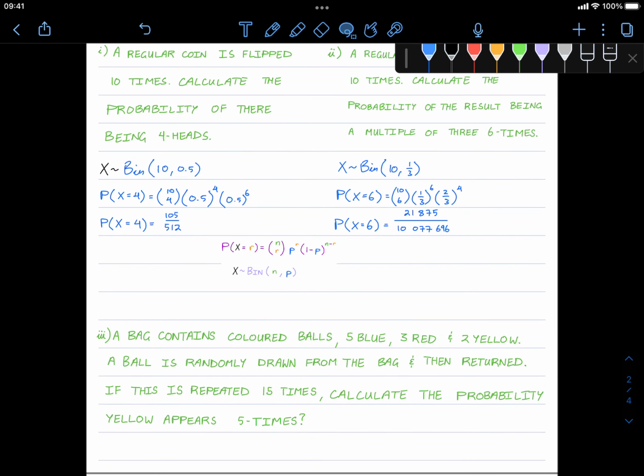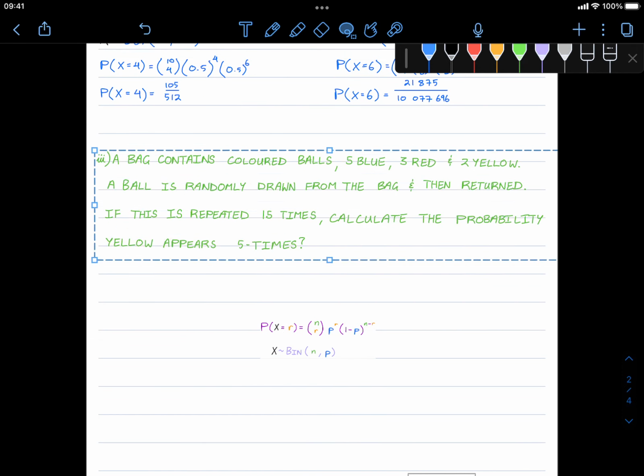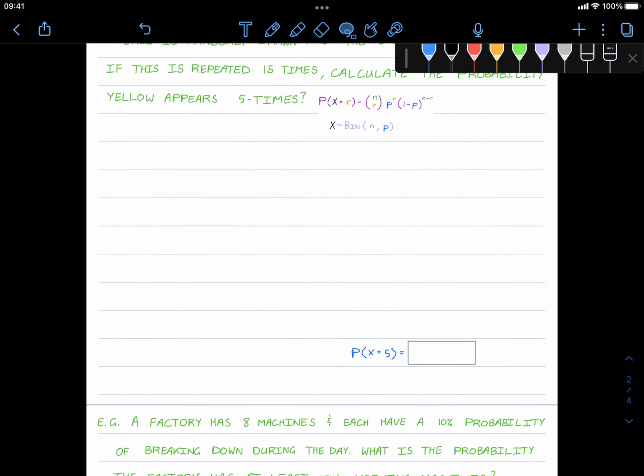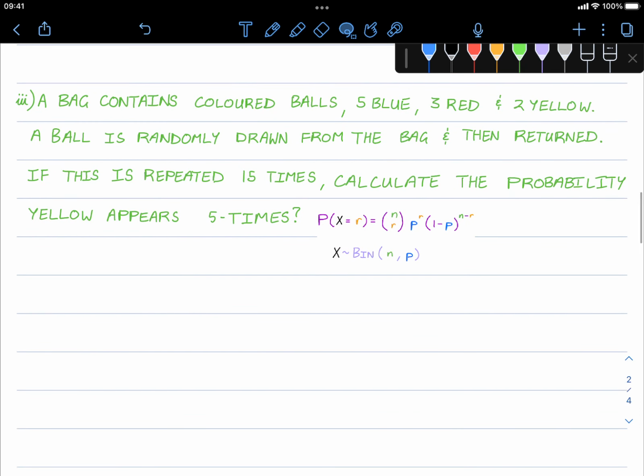Okay. Hope you're starting to see that it's not too difficult. In the next video, because this is starting to get pretty long, in our next example, this one, I'll demonstrate to you a unique way in which we can apply this formula. So here's our last example. We have a bag containing 5 blue, 3 red, and 2 yellow, and a ball is randomly drawn from the bag and then put back. If this is repeated 15 times, calculate the probability that yellow appears 5 times.